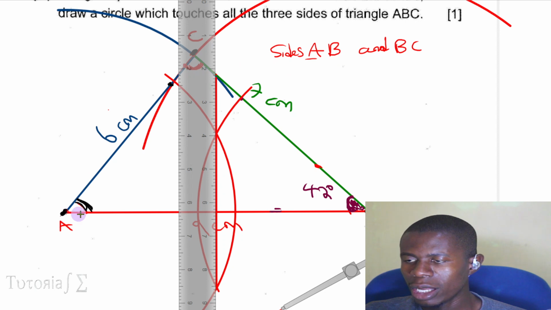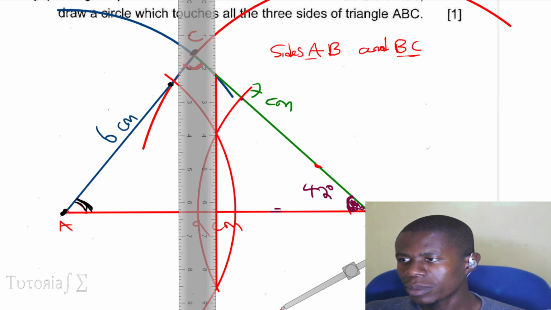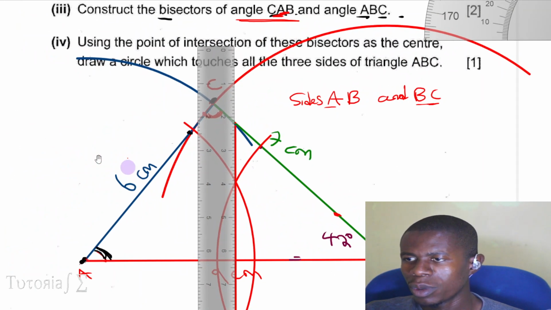So you get your side AB, which is this side, then you measure a length of more than half of the length from A. Then you make an arc like that. Then that same length, you go on B, you make another arc. Where they meet, that's where you bisect. Then you do the same for BC. So BC is this line. So from B to C, you do the same.